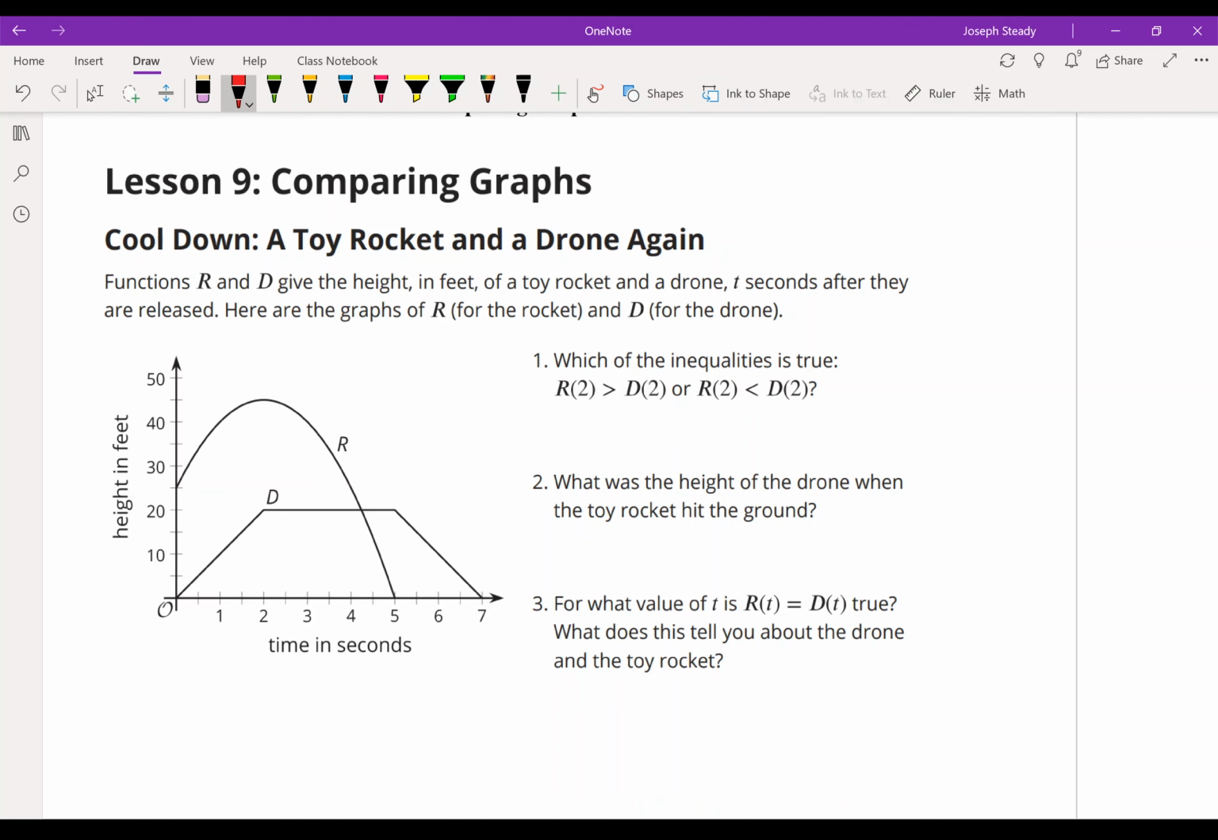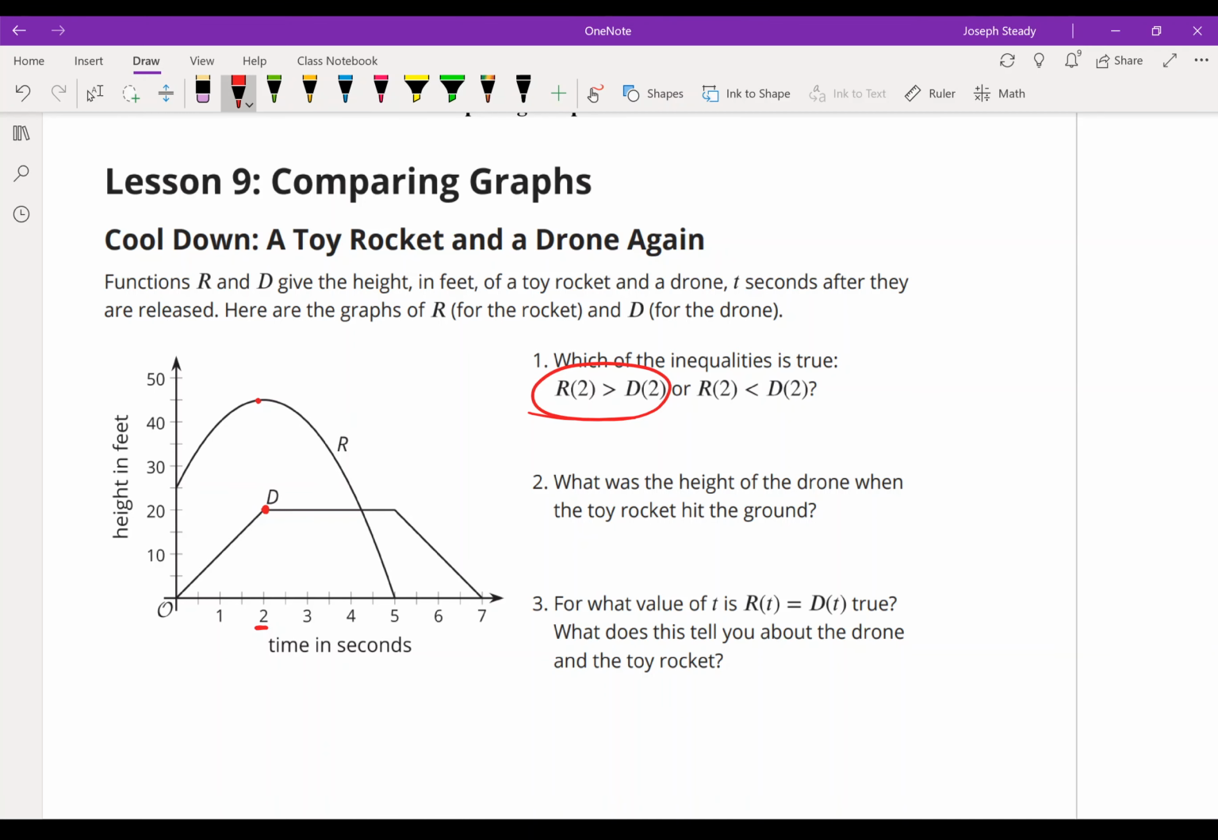So if we look at that first inequality, R of 2 is greater than D of 2. That means we have to come down here and check, well, my input, which is time, is 2 seconds. So which one is higher at 2 seconds? And we can tell pretty clearly the drone is only around 20 feet up, and the rocket is closer to 45 feet. So R of 2 is greater than D of 2.